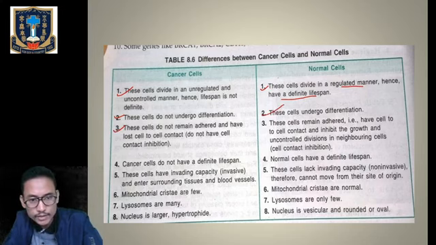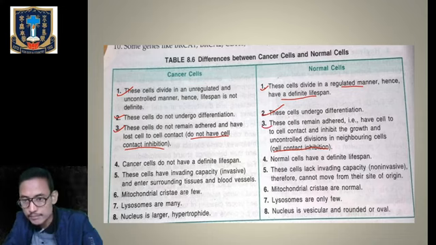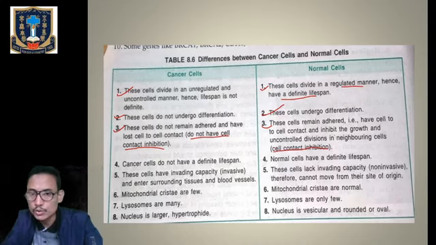Point number three, these cells do not remain attached. That means there is loss of contact inhibition. We just learned that in normal cells we will find the property of contact inhibition. In normal cells there is cell to cell contact. The cells remain adhered. They have cell to cell contact and inhibit the growth and uncontrolled divisions in neighboring cells. That means one cell will control the growth of another cell.